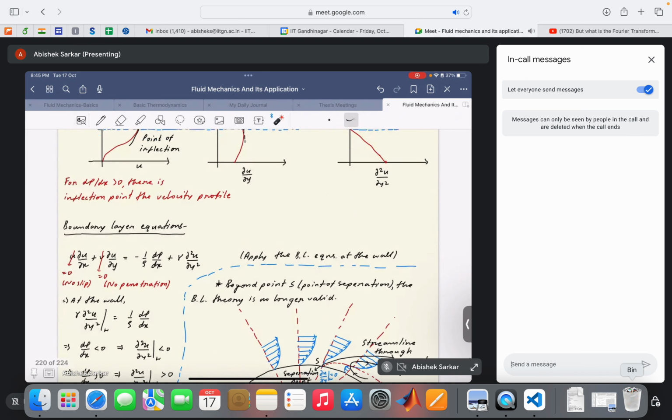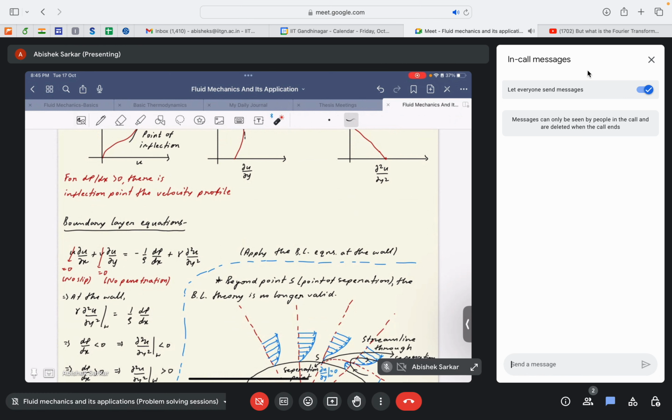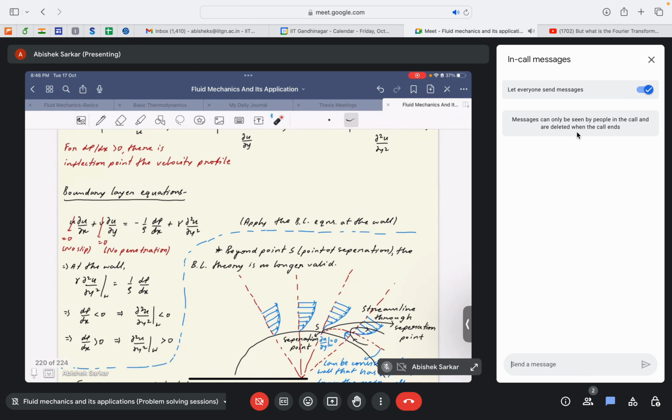Okay, so if we consider the boundary layer equations at the wall, then u equal to 0 because of the no slip condition, right? Similarly, v would be equal to 0 because of the no penetration boundary condition. So what we finally get is that ν ∂²u/∂y² at the wall is equal to (1/ρ) dp/dx. And now if dp/dx is greater than 0, it will basically mean that ∂²u/∂y² at the wall is greater than 0. Okay, at the wall, not in general. We have considered this equation at the wall.